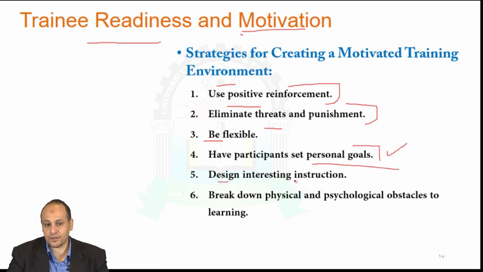Design interesting instruction. Break down physical and psychological obstacles to learning. By this, we need to understand different individuals' needs and wants as to the training set, the training interface, the materials used, the timing, the place, etc., so that all these issues actually fit with what the employees would like to get.